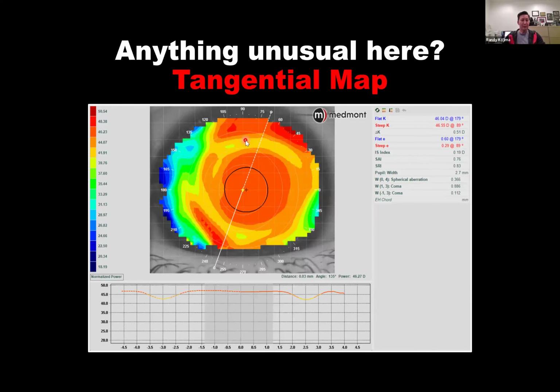So when we switch over to the tangential map, it becomes very obvious to see where the contact lens was landing down on the eye. These arcs right here, these rings, they're too symmetric to be nature. It has to be molding from a contact lens.